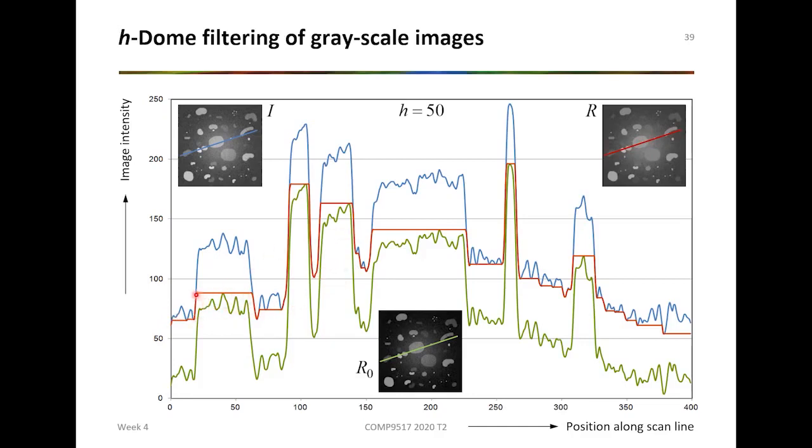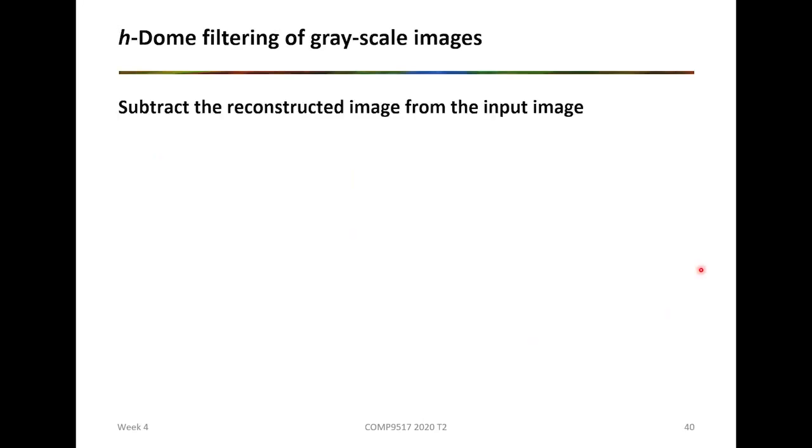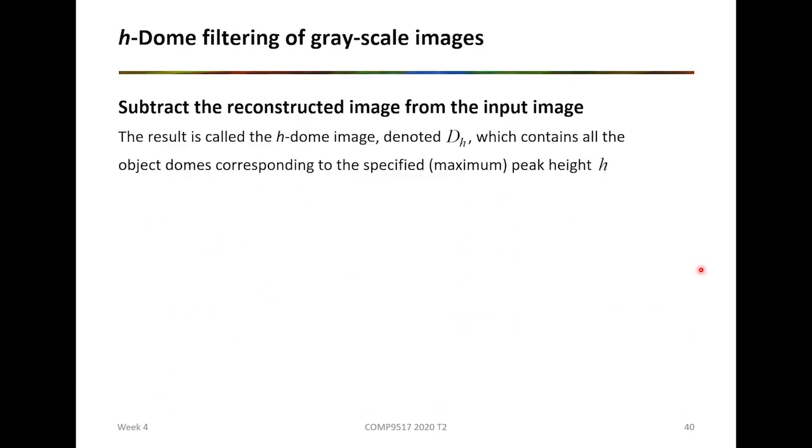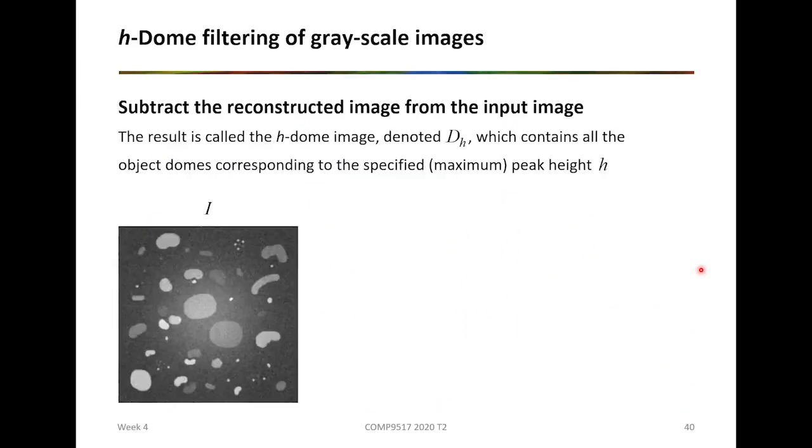It has basically taken the regional maximum everywhere. This peak in the green profile is now extended to this region. The peak in this part of the profile is now extended to this region, and the same for this region, this region. So what this reconstruction computes is an image showing the regional maxima. And that is a good estimate of the background that we can then subsequently subtract from the input image. And the result is called the H-dome image.